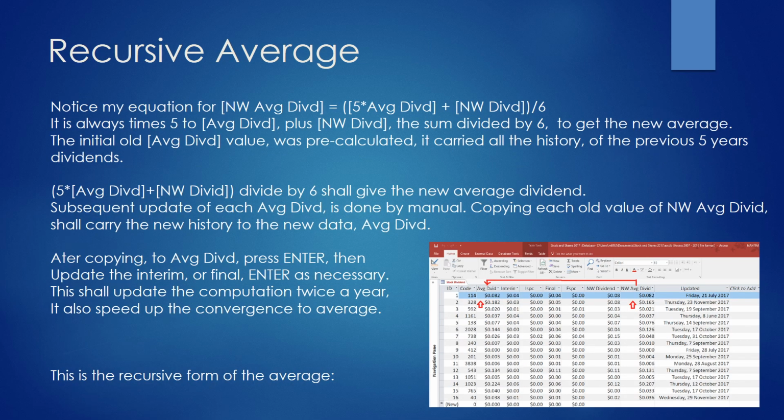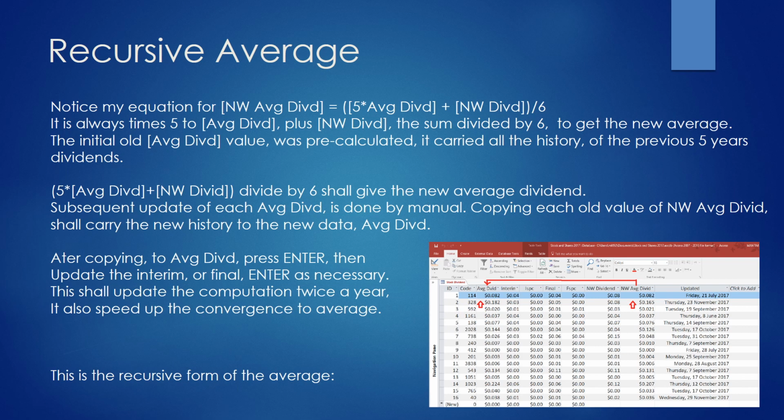Recursive average. Notice my equation for new average dividend equals 5 times average dividend plus new dividend, divided by 6. It is always times 5 to average dividend plus new dividend. The sum is divided by 6 to get the new average. The initial old average dividend value was pre-calculated. It carried all the history of the previous 5 years' dividend.